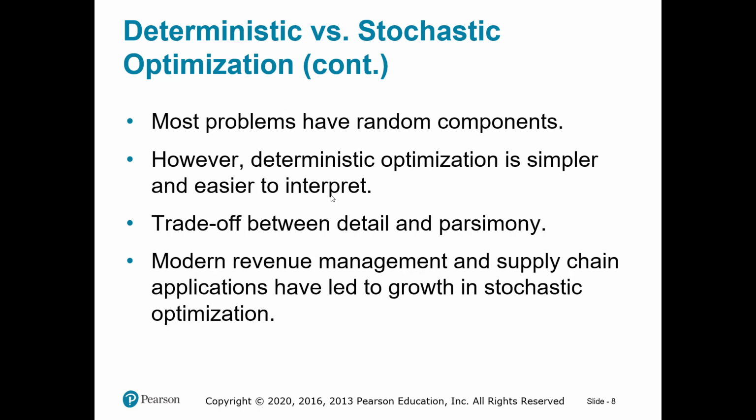It's much easier to interpret, i.e. we have a predicted profit. If this is a production problem, we have the amounts of each product that we're going to create. So there really is this trade-off between detail of a stochastic model and parsimony and easy interpretation. Though I will say, in modern revenue management and supply chain applications, there has been a big growth in stochastic optimization over the last 10 to 20 years.